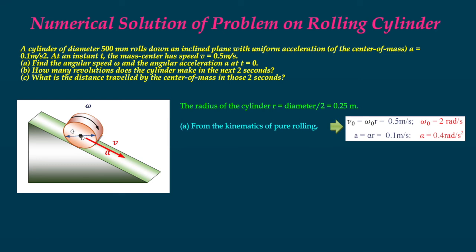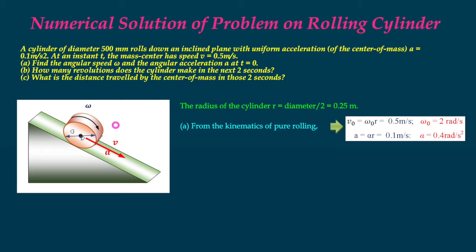Now, from the kinematics of pure rolling. So what is pure rolling? Pure rolling means there is no relative motion, no slipping. It means a point of the body is always in contact with the inclined plane. It does not slip, only rolls. Whatever friction is there between the cylinder and the plane is sufficient, so that there is no scope of slipping.